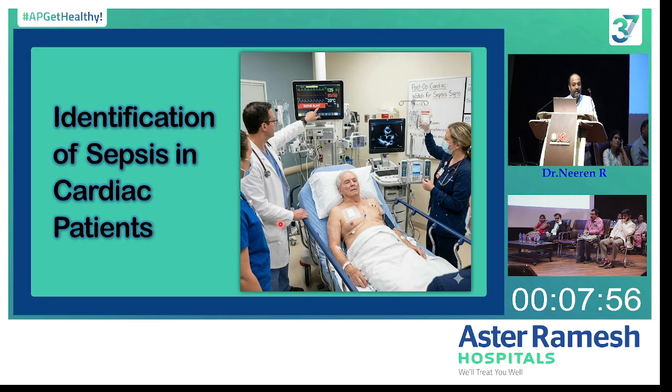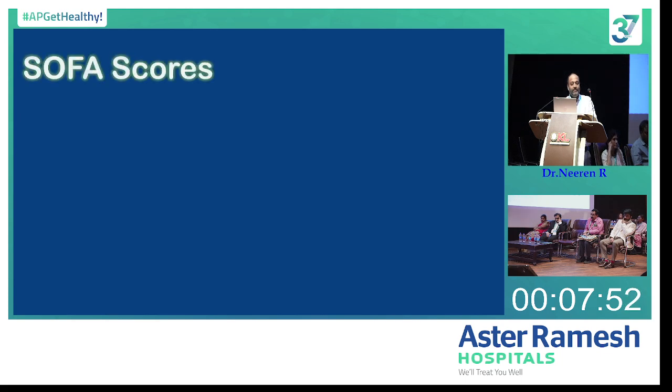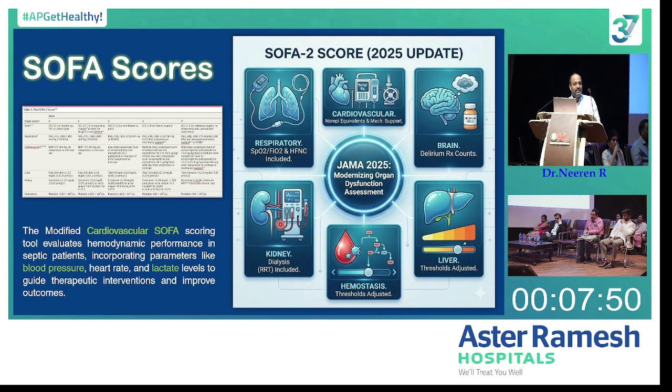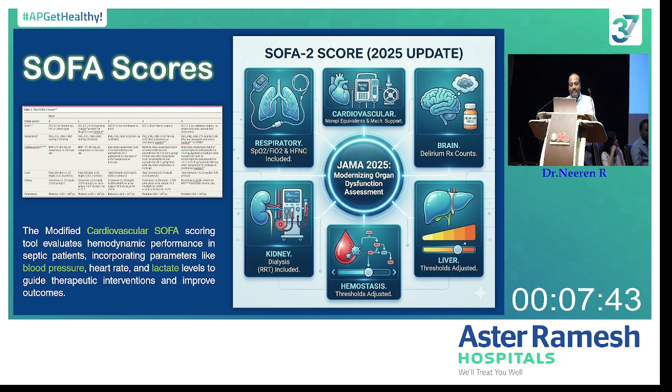So how to identify sepsis in these cardiac patients, post-op especially. What we have classically used is the SOFA score to identify sepsis. Recently we actually have the SOFA 2 score that has been published in JAMA in September and October. They have made slight changes, especially when it comes to noradrenaline doses and the thresholds when it comes to hemostasis and liver. So this we can use, but this is for the general population.